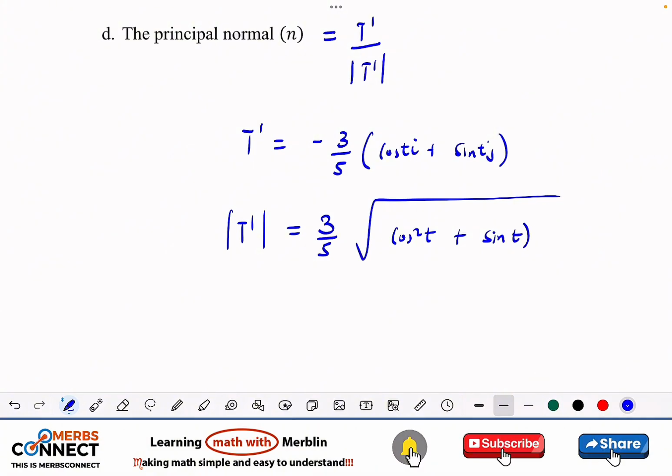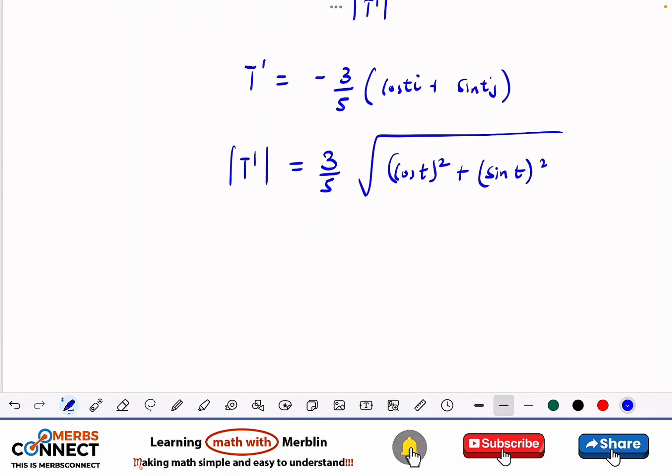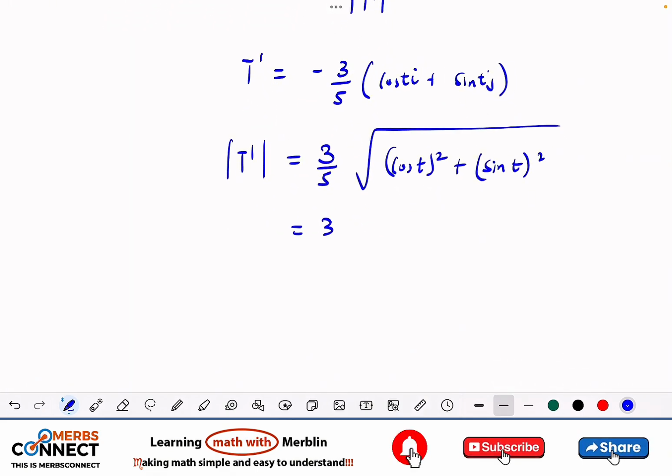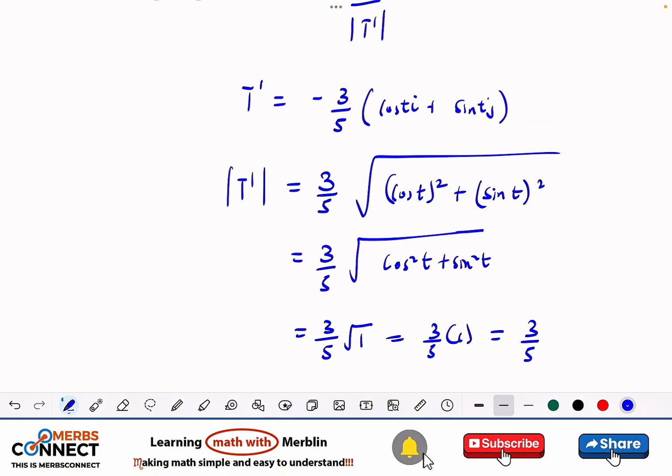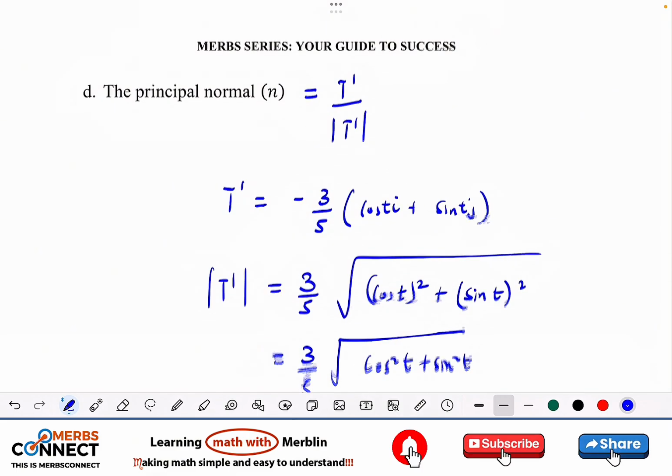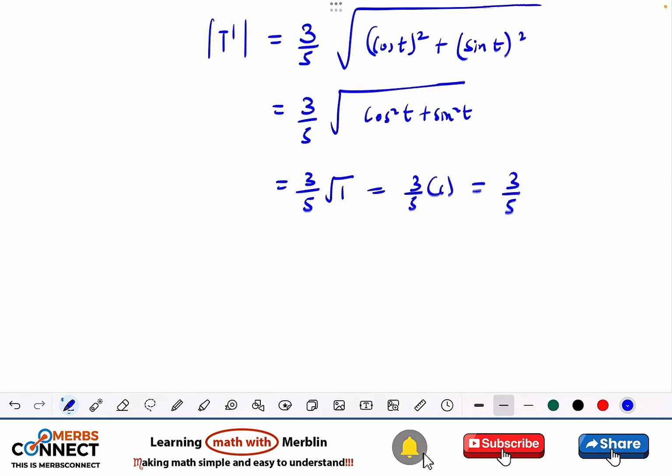So let me do it this way, squared, and then this way also, squared. You see that this is going to give us 1. So 3 over 5 square root of cos squared t plus sine squared t is 3 over 5 square root of 1, which is 3 over 5 times 1, and this is 3 over 5. Indeed. So all we need to do now is divide and we are done.